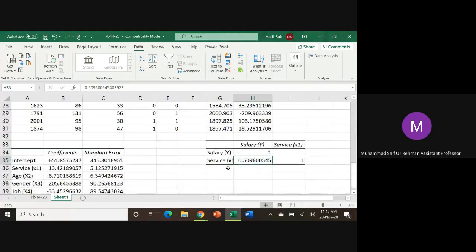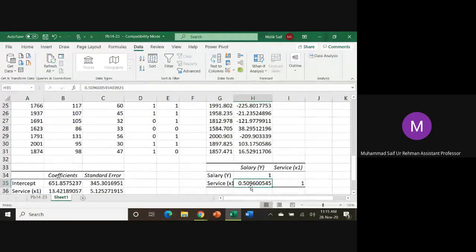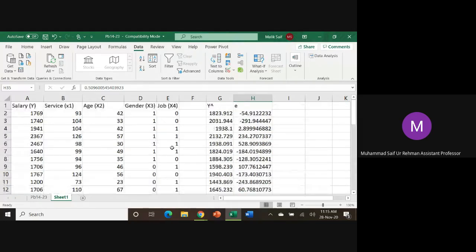So is linearity there or not? You can see it is 0.5096. A positive relationship is there, but how will we know that there is linearity? For that, we would have to have the graph.